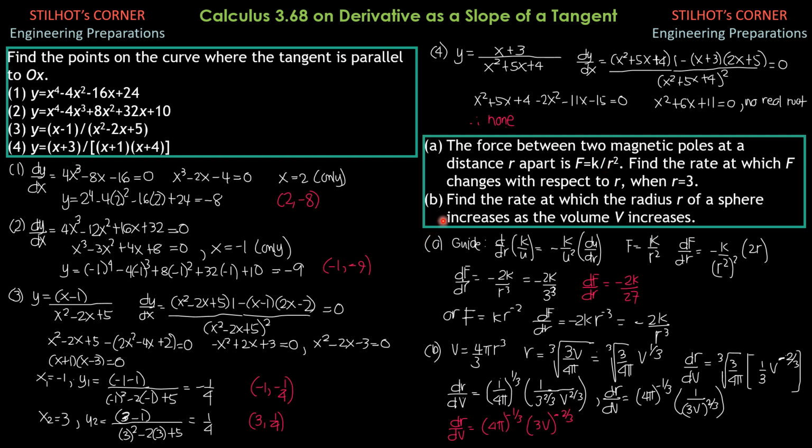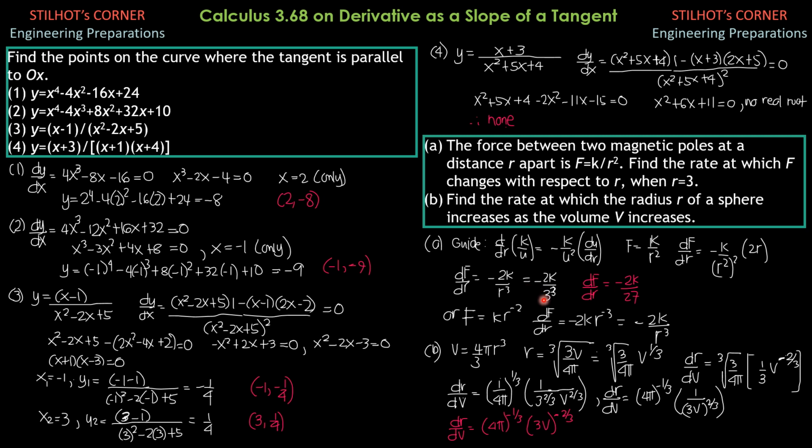Let's focus on A first. So this is the guide. The derivative of k over u is negative k over u squared du dr, where u is r squared in this case. So F is k over r squared. Imagine that r squared is u. So dF dr is negative k over u squared, so quantity r squared squared. Then the derivative of r squared with respect to r is 2r. Simplifying, this is negative 2k over r cubed.